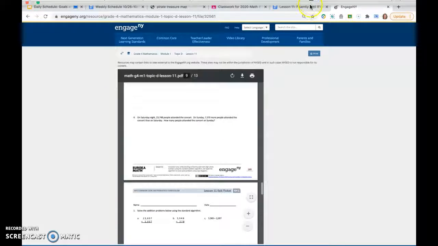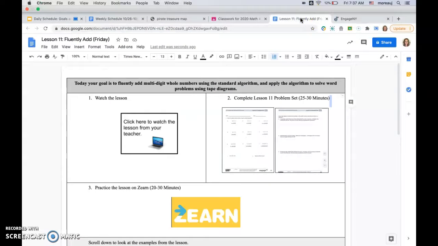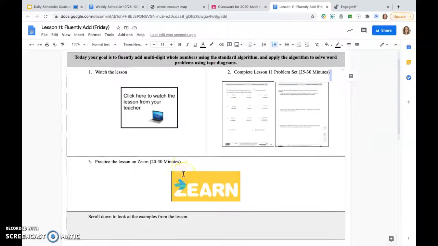Good morning, fourth graders. Today in math, your goal is to fluently add multi-digit whole numbers using the standard algorithm and apply the algorithm to solve word problems using tape diagrams. And so let's practice a couple of these on our own.